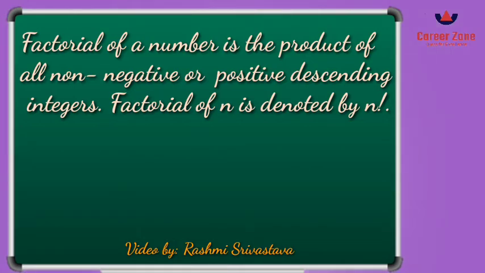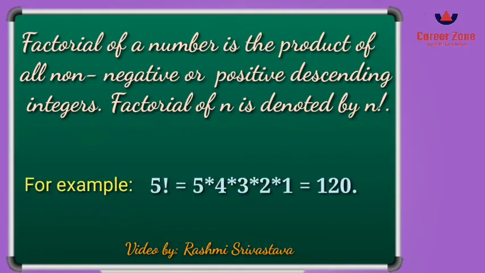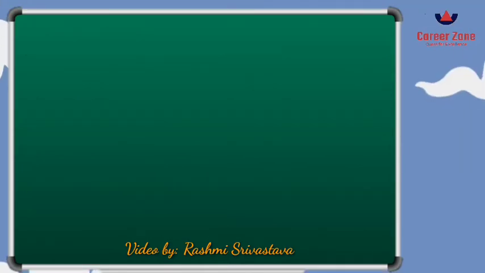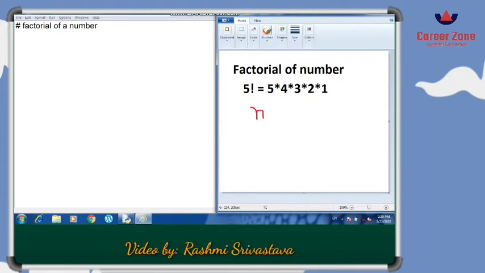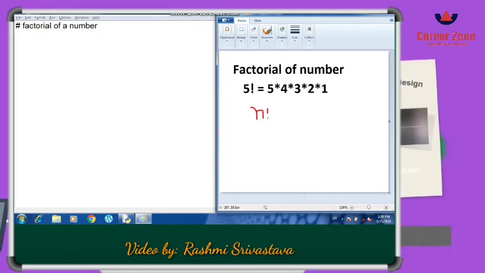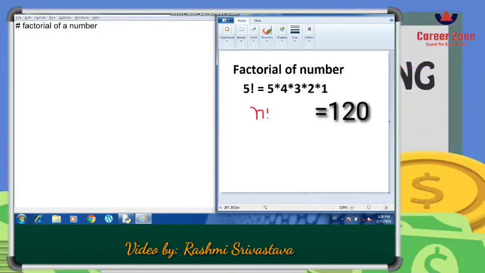Let's take an example. If we have to find the factorial of 5, it is denoted by 5 exclamation mark equals to, now in descending order all the positive integers will be multiplied with the number till the value 1. So 5 into 4 into 3 into 2 into 1, which is 120. So that will be the factorial of the number 5.